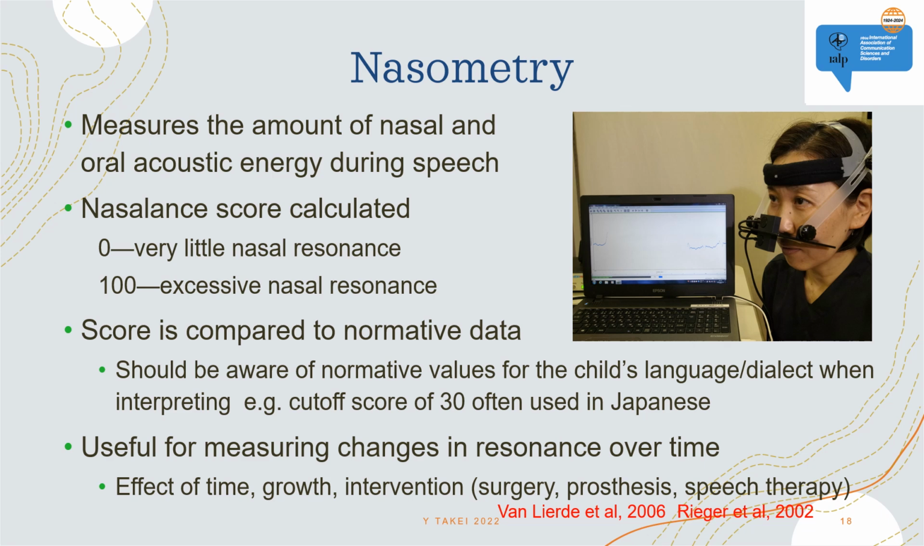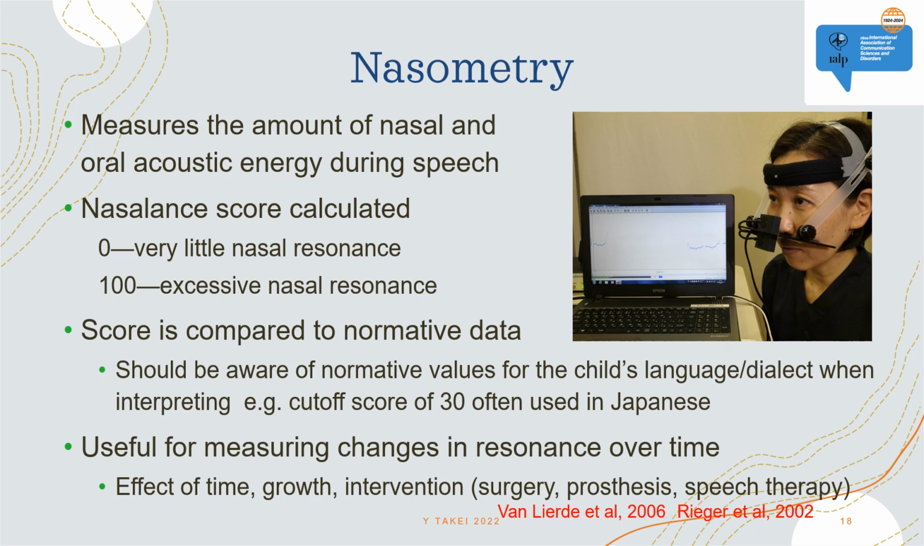Nasometry measures the amount of nasal and oral acoustic energy during speech. As you can see in the picture, the sound separator plate is placed between the nose and the upper lip, and the two microphones collect the nasal and oral acoustic energy. The advantage of nasometry is that it gives an objective value called the nasal score. Score 0 means that there is very little nasal resonance, and score 100 means that there is excessive nasal resonance.